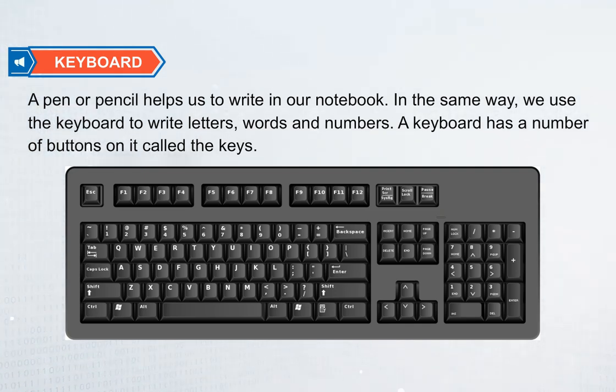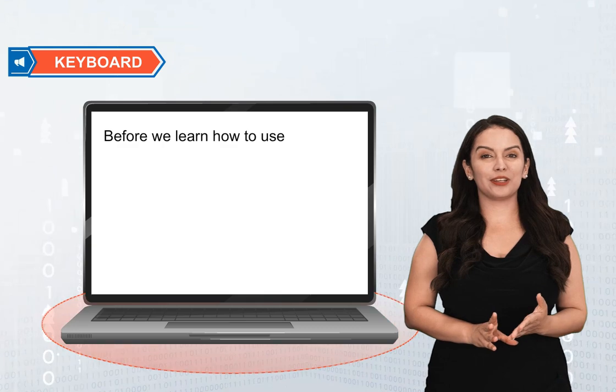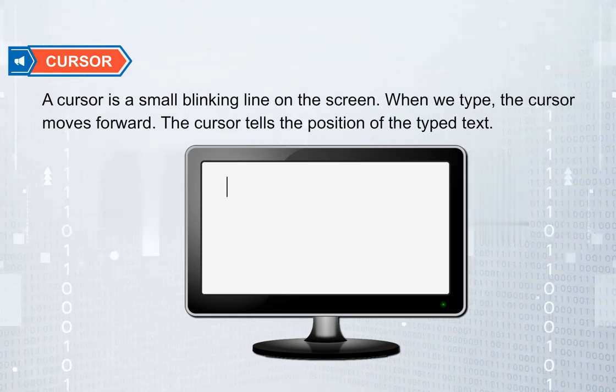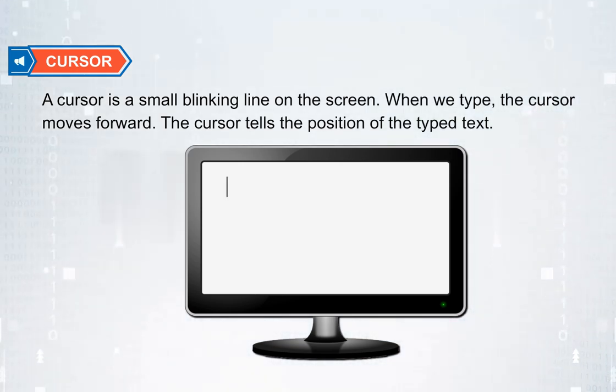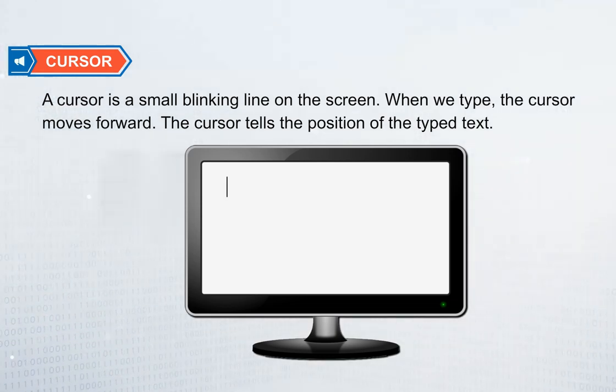A keyboard has a number of buttons on it called the keys. Before we learn how to use the keys, we must know about the cursor. Cursor. A cursor is a small blinking line on the screen. When we type, the cursor moves forward. The cursor tells the position of the typed text.